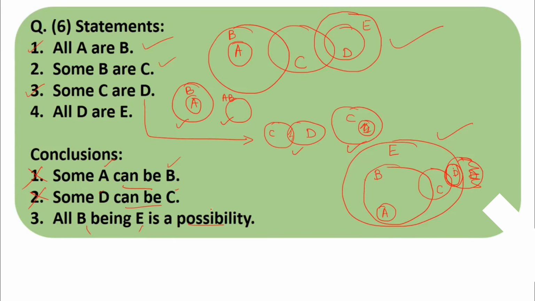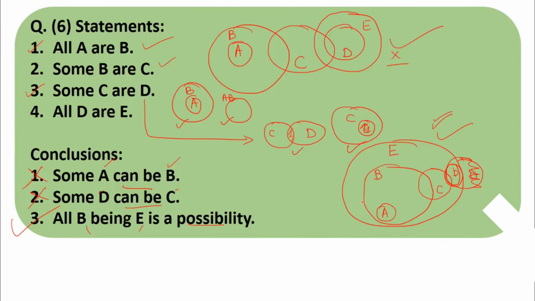Now what are they saying? All B being E is a possibility. In this case this conclusion does not hold true. Here E is separate, here B is separate. B does not come under E. But in this possible Venn diagram, B comes under E. So the conclusion is possible over here. We got one situation where the conclusion is not possible, one situation where the conclusion is possible. That means this conclusion has to be valid. Okay, very easy. See how we did it.